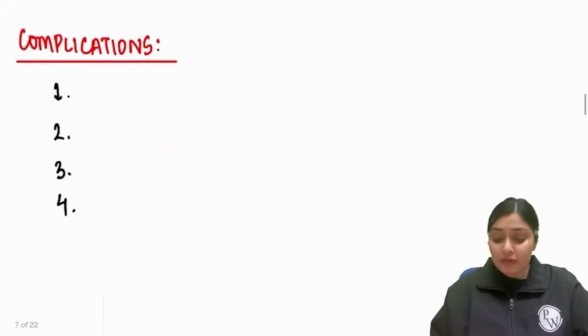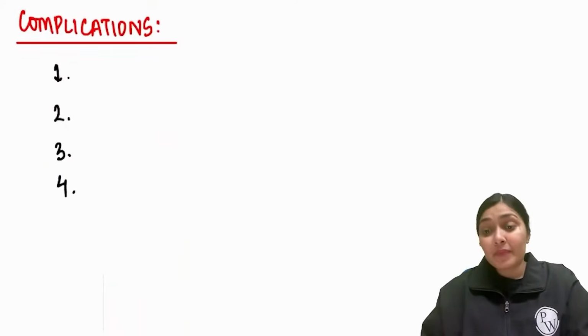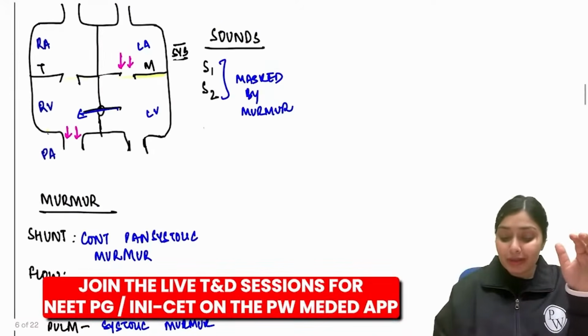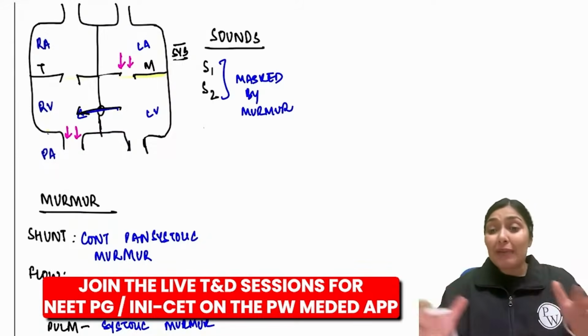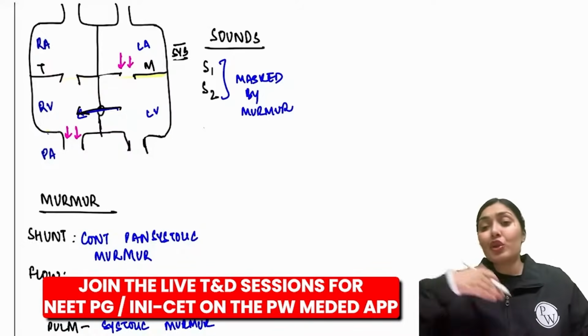Murmurs and sounds we have discussed. What is important are complications. What is happening over here? Blood is shunted from the left side to the right side. Now, if this continues to happen over time, what will happen? The right-sided pressures will increase and there will be reversal of the shunt.